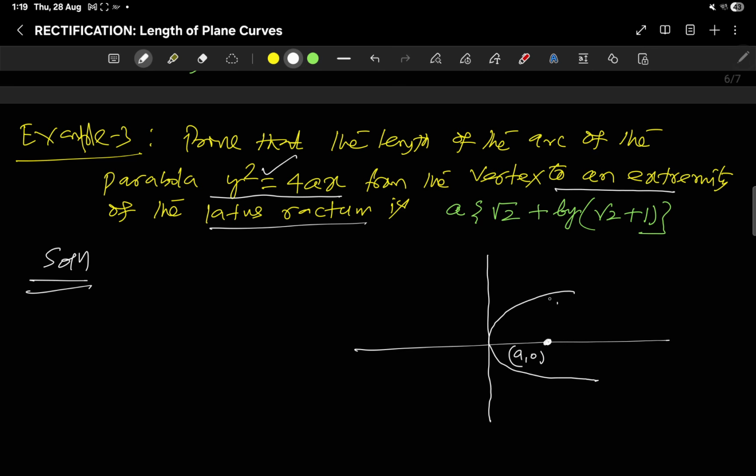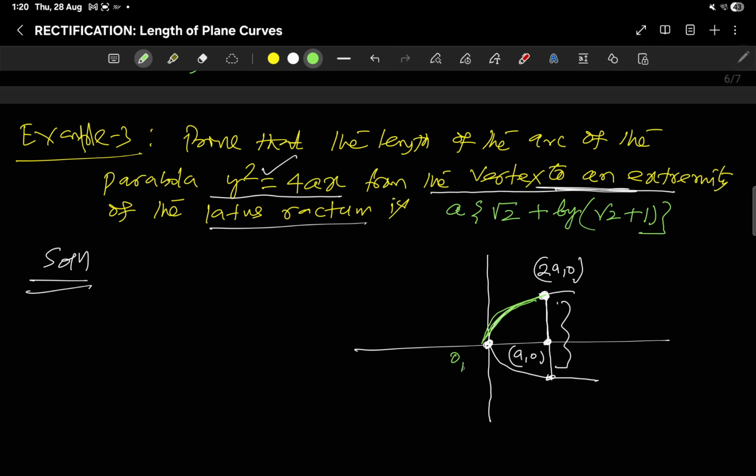Now this is the latus rectum here. The length of the latus rectum is 4a, and you are asked to find the length of the arc of the parabola from the vertex to an extremity. So this is one extremity, this is the other. Since this length is 4a, this half is 2a, so it is (a, 2a). You are asked the length of the arc in between this and this.